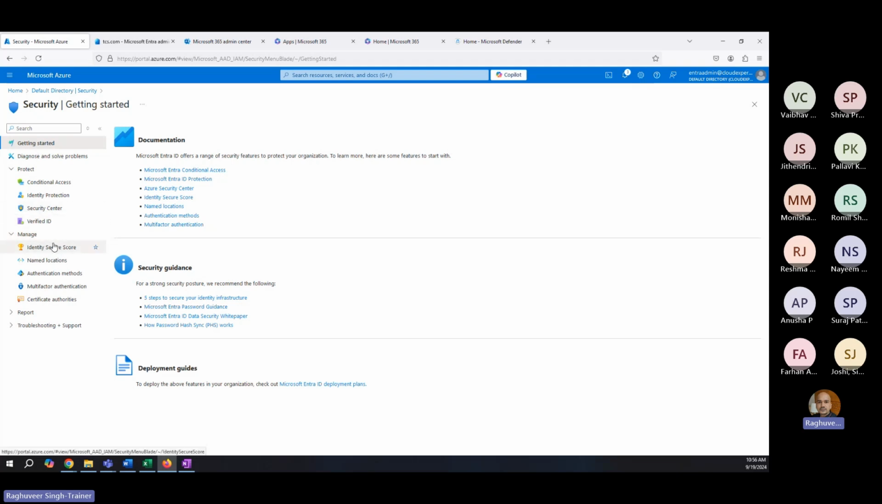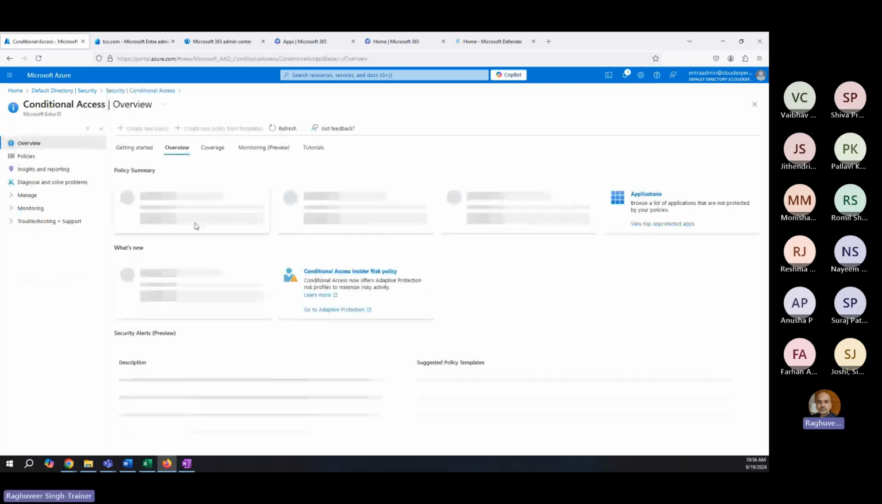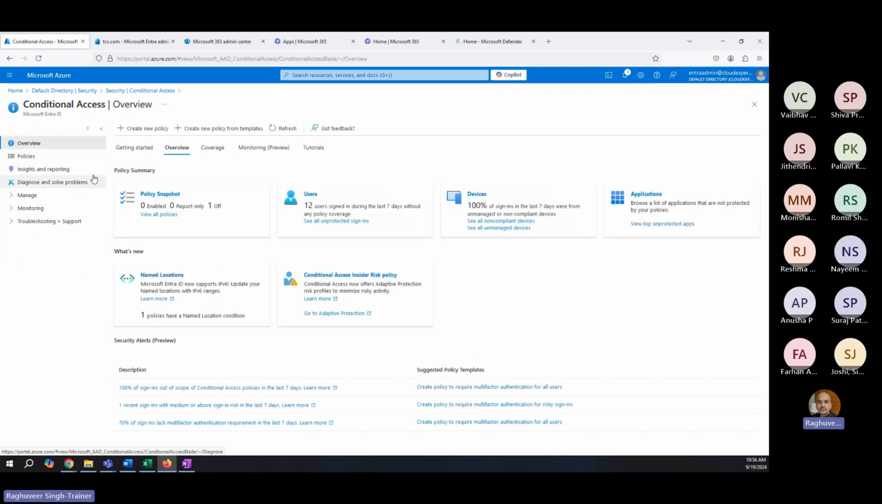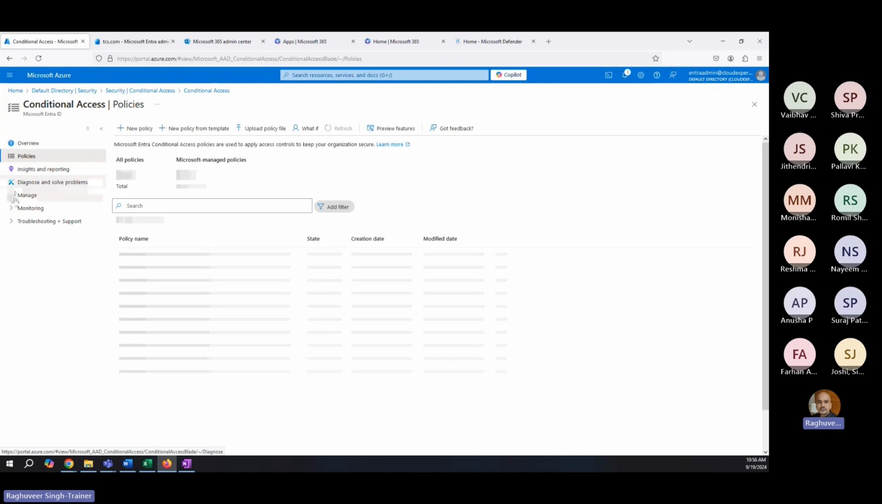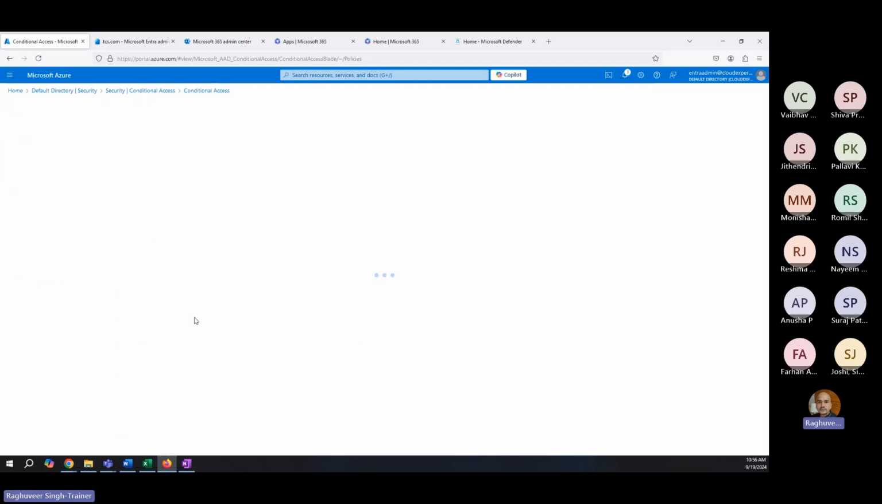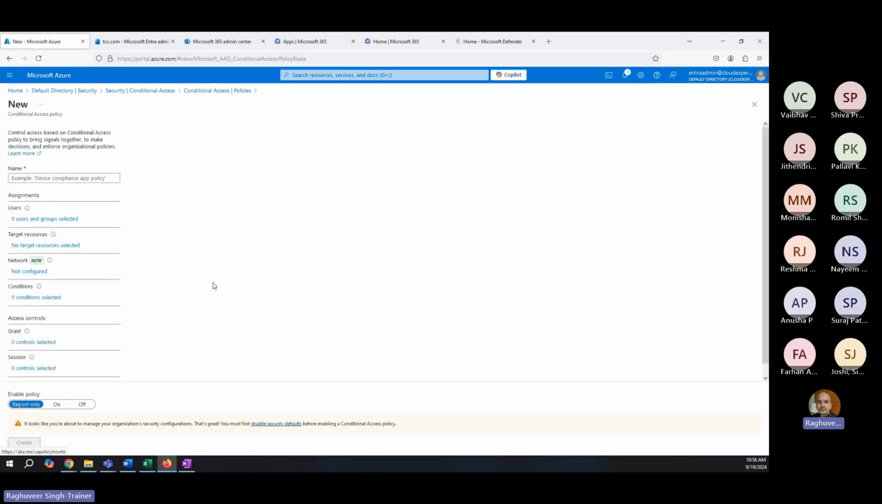So if I want to configure any of these capabilities, I will need to disable it. For example, if I click on conditional access and try to create a policy, I hit new policy. It will give me a prompt and say, security defaults are enabled. Can you go and disable it, come back to the screen, and create a conditional access policy?